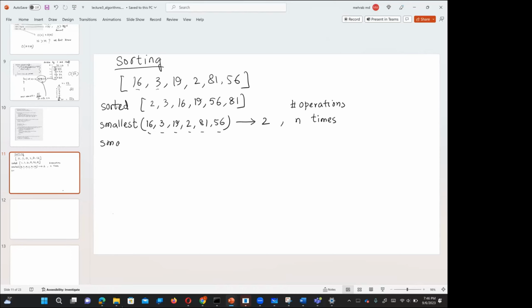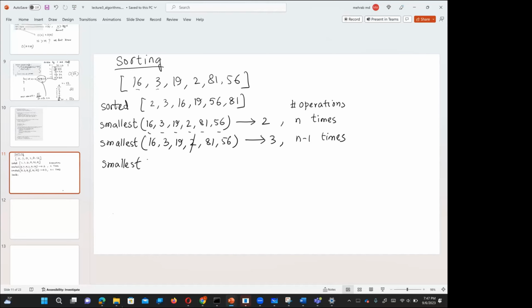Okay, so next time what will he do? He will again try to find the smallest, but this time he will exclude 2, right? So we'll cross it out. And this will give him a result of 3, right? So how many elements is he checking now? N minus 1 elements, right? So he's now checking n minus 1 elements.